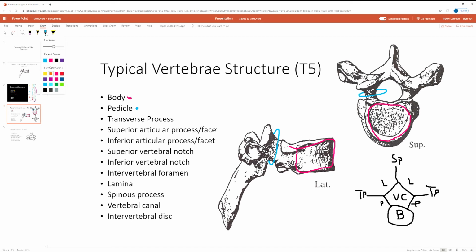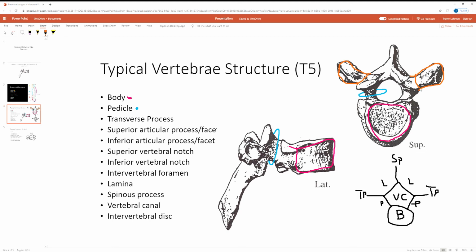Let's go ahead and label transverse processes. Now remember, this is a typical vertebrae, but even this vertebrae has some unique structures. For example, there's this little white circle right here. Hopefully you can see my cursor.